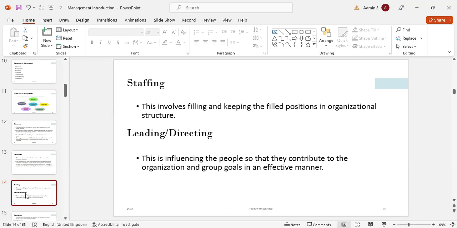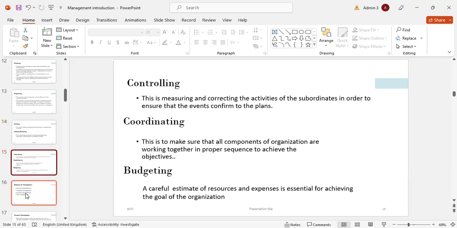Leading or directing. This is influencing the people so that they contribute to organization and group goals in an effective manner. Controlling. This is measuring and correcting the activities of subordinates in order to ensure that events conform to the plans. Coordinating. This is making sure that all components of the organization are working together in proper sequence to achieve the objective. Budgeting. A careful estimate of resources and expenses is essential for achieving the goals of the organization.